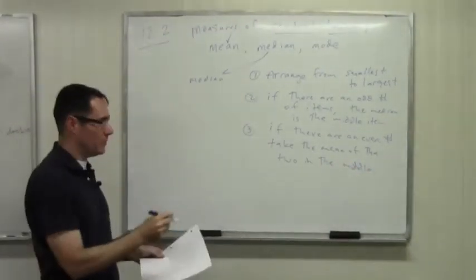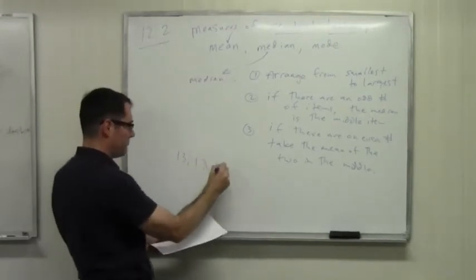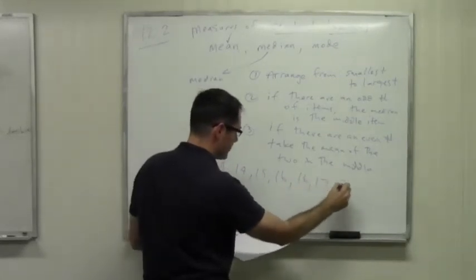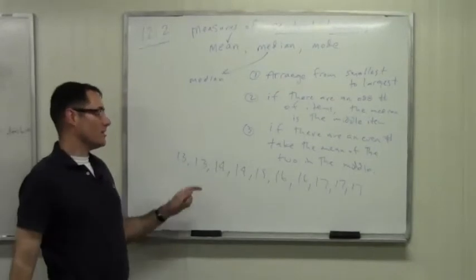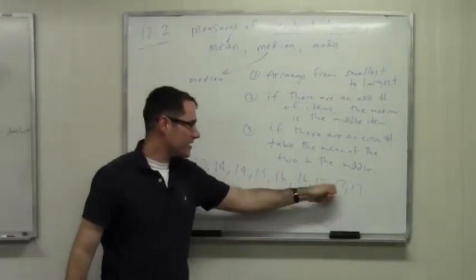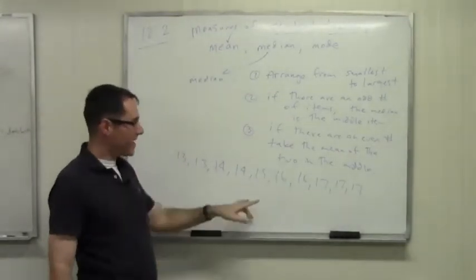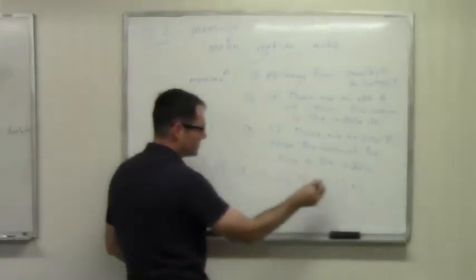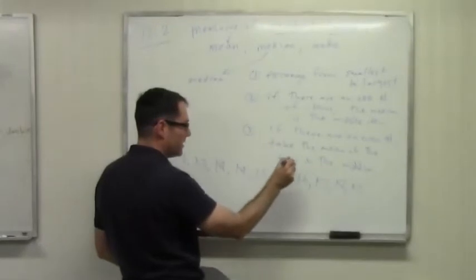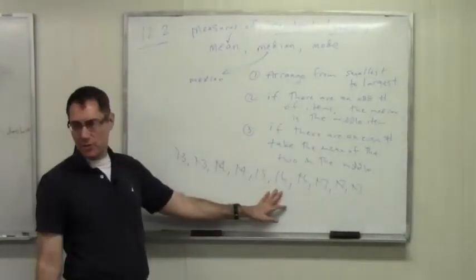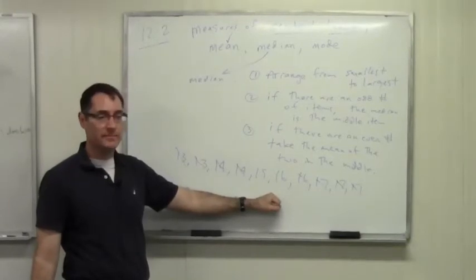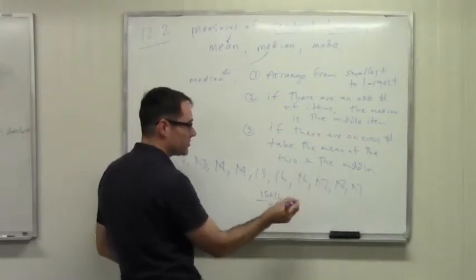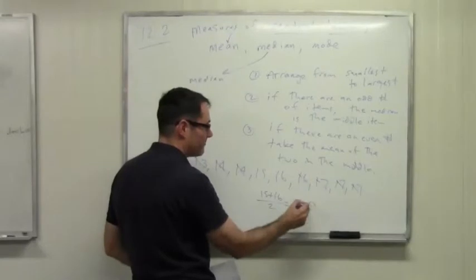Pretty simple. 13, 13, 14, 14, 15, 16, 16, 17, 17, 17. What's the median? Well, 1, 2, 3, 4, 5, 6, 7, 8, 9, 10. It's the average of the ones in the middle. What I normally do is cross one off on one side, cross one off on the other side, and keep going. If I'm left with 2, average the 2. So what's the median in this case? 15.5. Because 15 plus 16 divided by 2 is 31 divided by 2, which is 15.5.